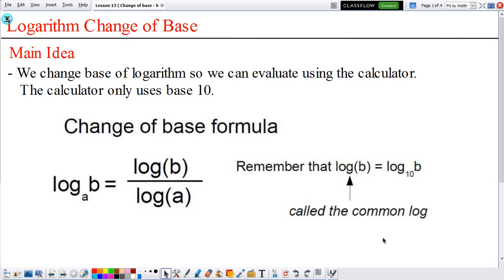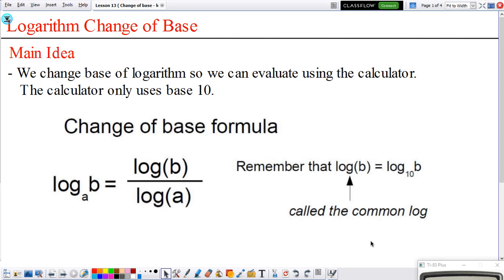Now today we will see how we can change the base of logarithms. Logarithms can have many types of bases, but it's easier when we can just rewrite it as base 10. Now, why do we want to write it in base 10? Because our calculator can only compute logarithms whenever it's in base 10.